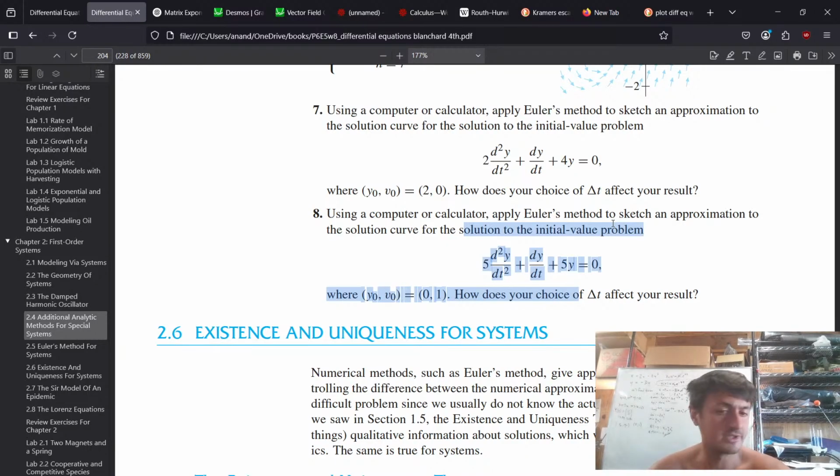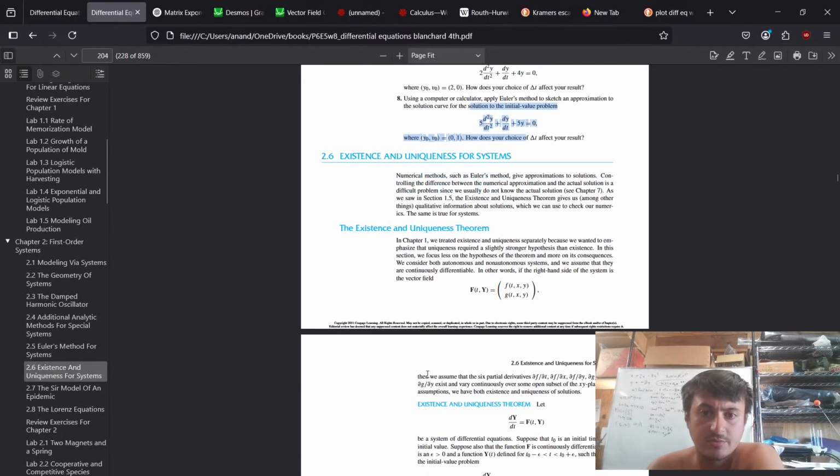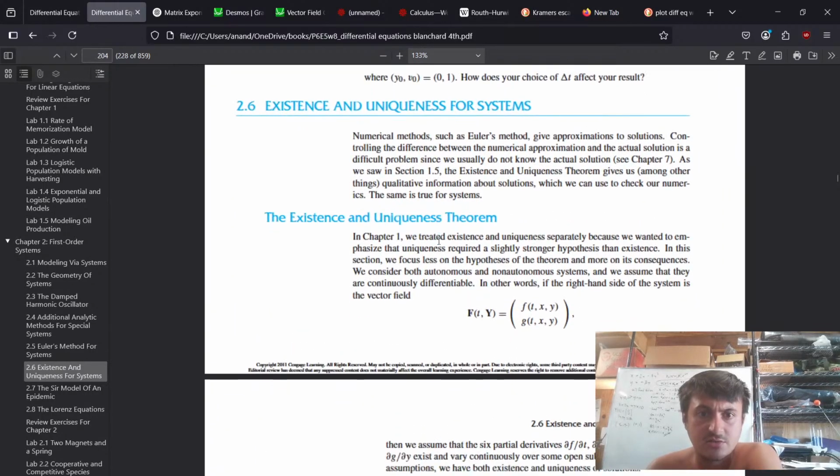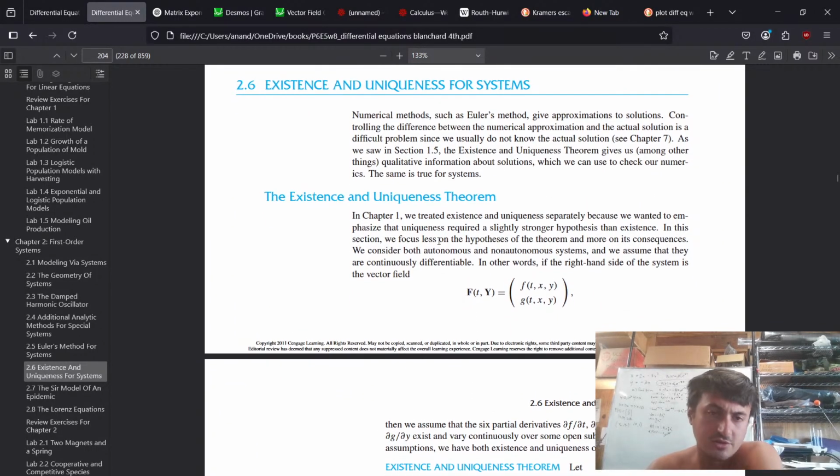All right, so we're going to do 2.6 then, which is an important section because it's existence and uniqueness. There's almost certainly going to be a question on this on my quiz.